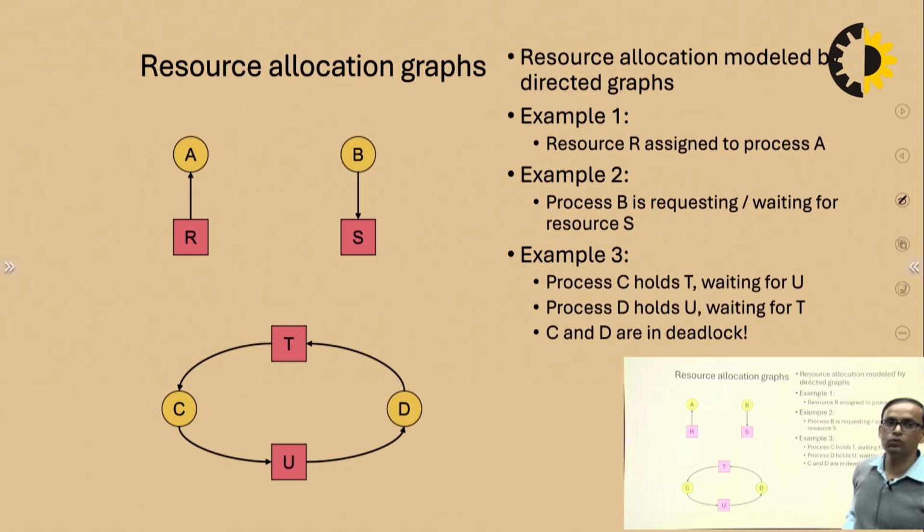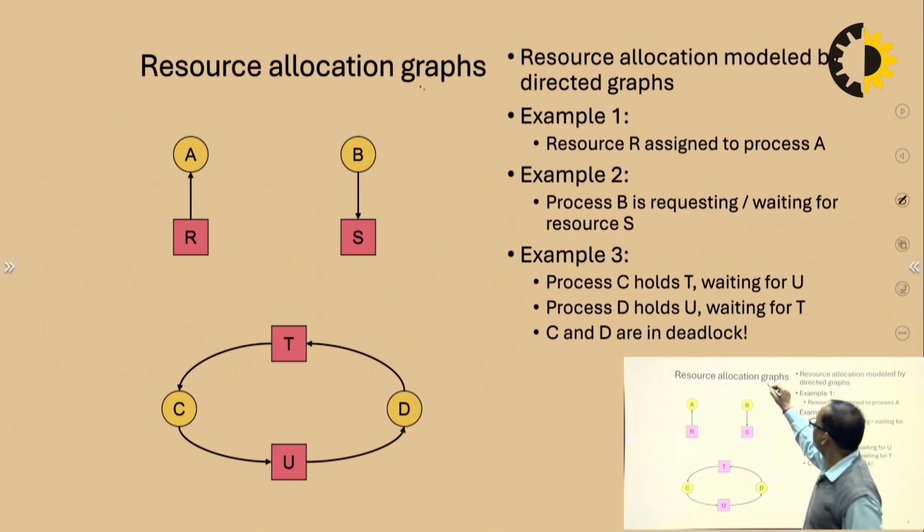Next is the resource allocation graph. What is a resource allocation graph? A resource allocation graph basically represents the system state at a particular instant of time. It is used to represent the system state. Now, what is the system state?